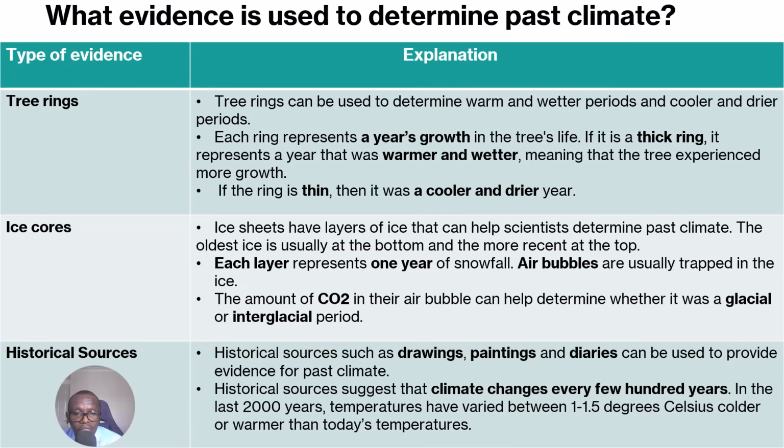So the third type of evidence is historical sources. Historical sources in this case are things like drawings, paintings, and diaries, and these can be used to provide evidence for past climate change. The historical sources that have been looked at so far suggest that climate changes every few hundred years, and that in the last 2,000 years, temperatures have varied between 1 and 1.5 degrees Celsius, either colder or warmer than today's temperature. So they are a fairly reliable source when it comes to geographers and scientists determining past climate.